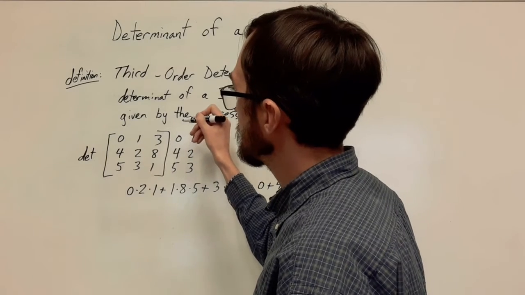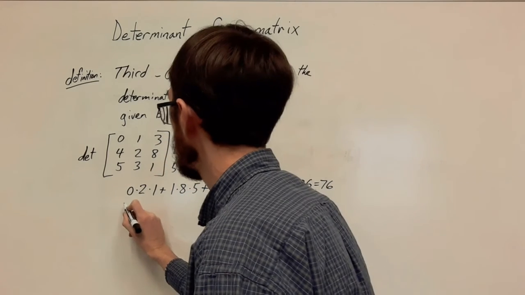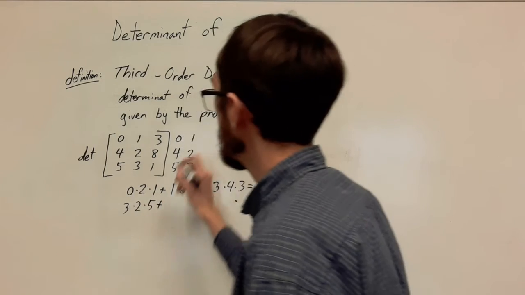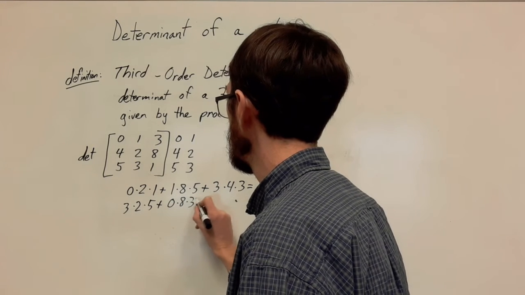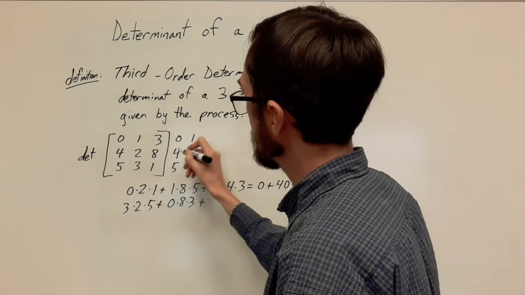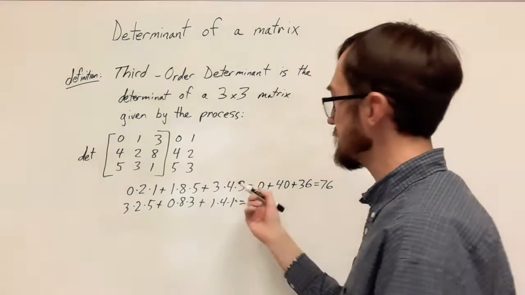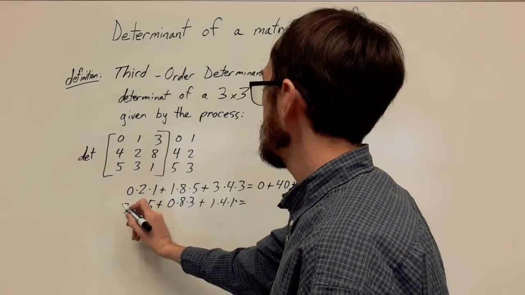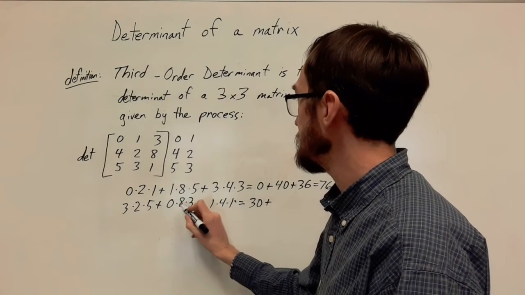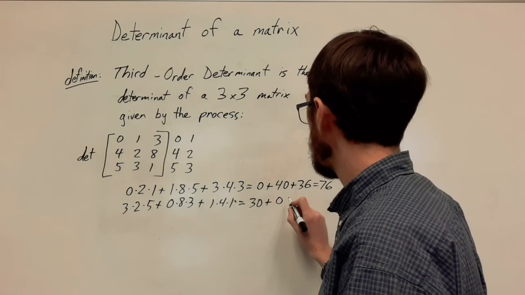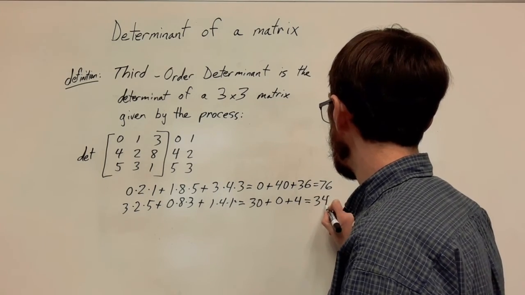The next thing that I want to do is look at the diagonals going the other way, starting with the upper right-hand corner. So I want the product of 3 times 2 times 5. To that, I'm going to add 0 times 8 times 3. And to that, I'm going to add 1 times 4 times 1. Again, I'm going to simplify this so that I get one single number. 3 times 2 is 6 times 5 is 30. 0 times 8 times 3 is 0. And then we're adding to that 1 times 4 times 1, which is 4. So I have a total of 34.